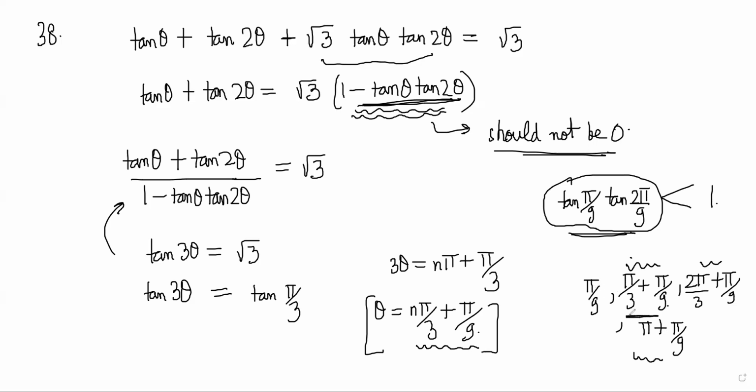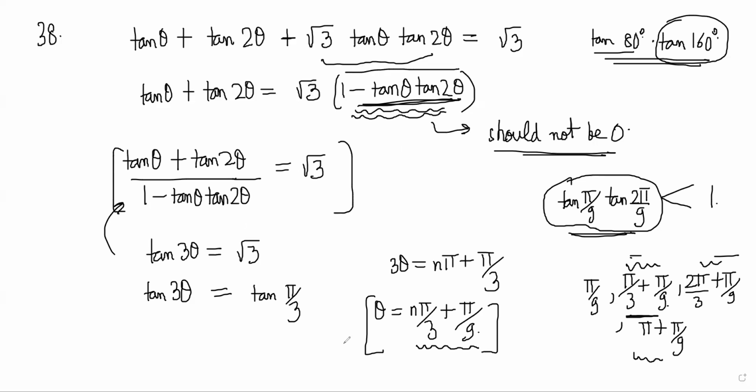If you take a bigger angle, this might be bigger than 1. Or actually, when you take pi by 3 plus pi by 9, it's like 80 degrees. But if the other one is 160 degrees, the value will be negative, tan 80 into tan 160. Because this is negative, this is positive, so the answer is negative and it cannot be 1. None of these will give you an answer where this factor is 0, so therefore this step is fine. Therefore the answer will be this.